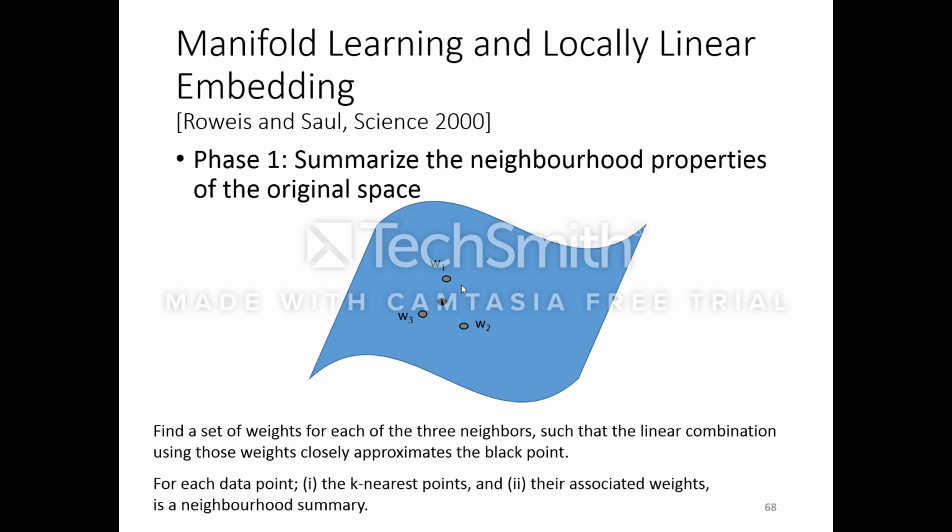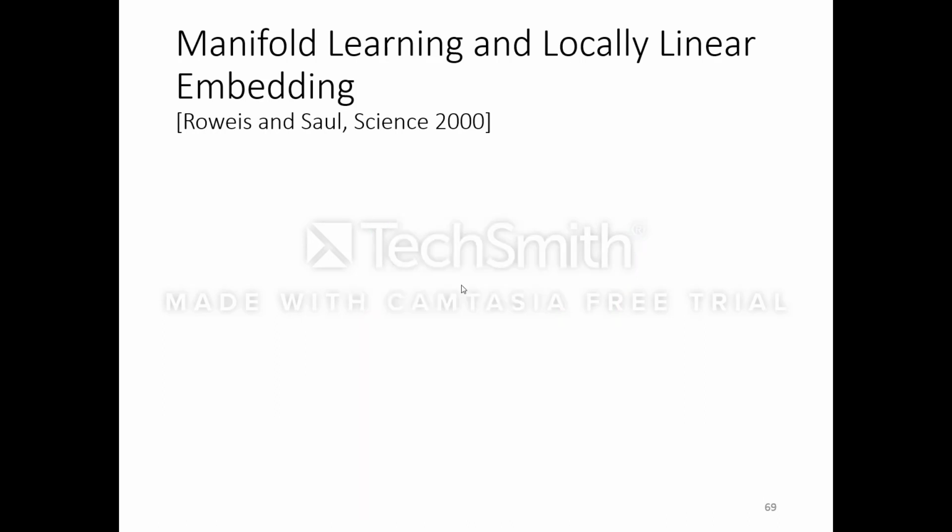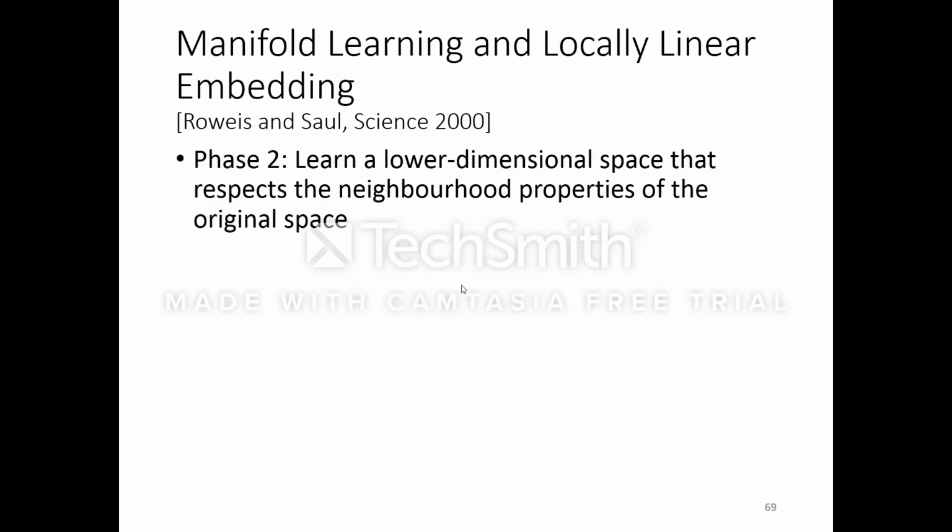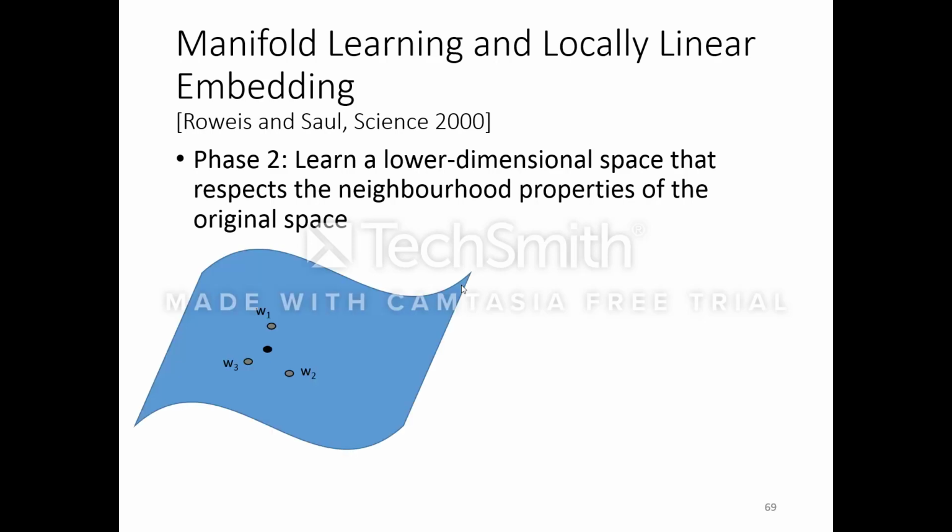Okay, so for each data point, you find the k nearest neighbors and their associated weights that would allow you to reconstruct that data point in question. So that is a neighborhood summary, the k nearest points and their weights. And now what they do is phase 2, which is basically to learn a lower dimensional space that respects the neighborhood properties of the original space.